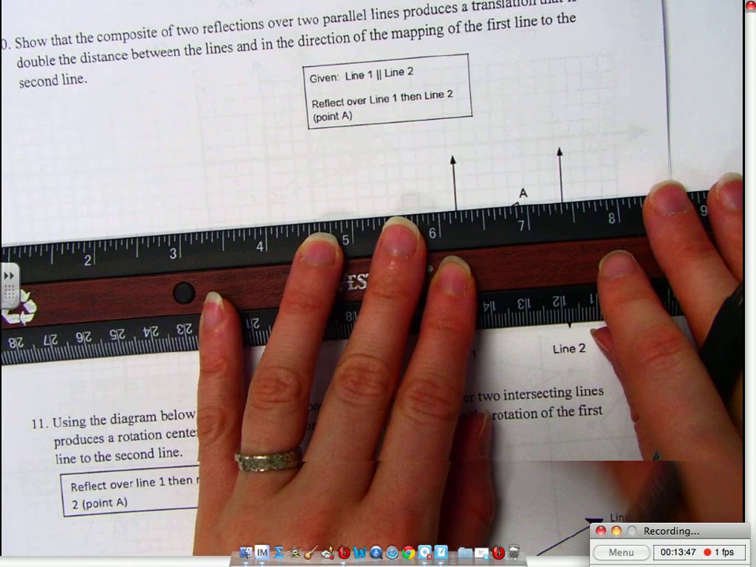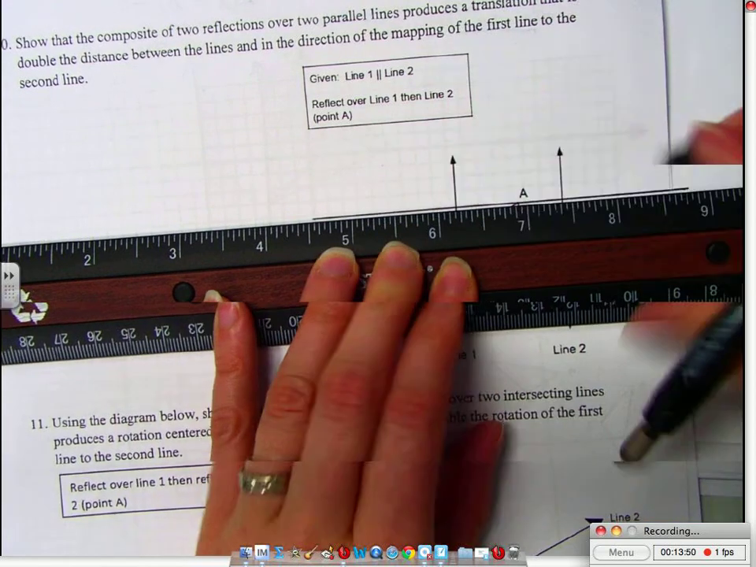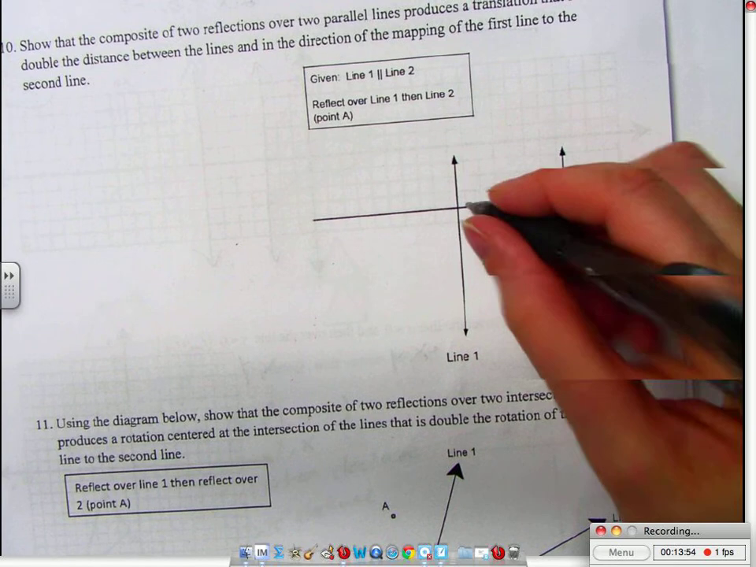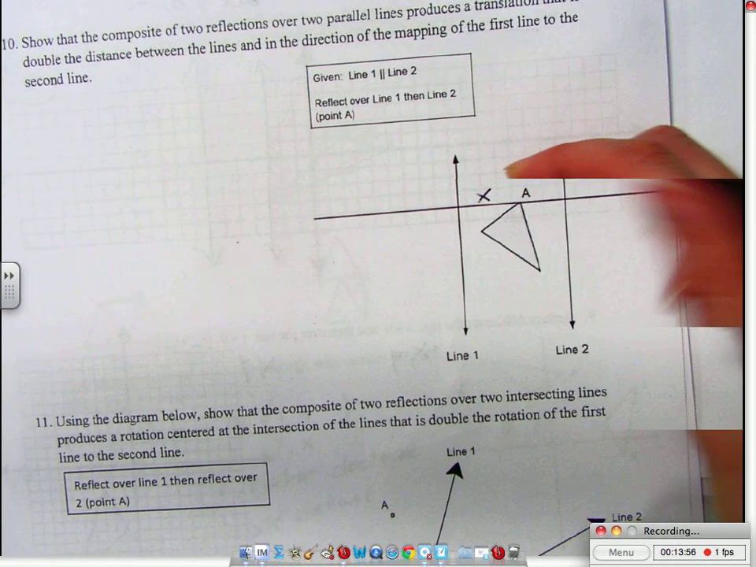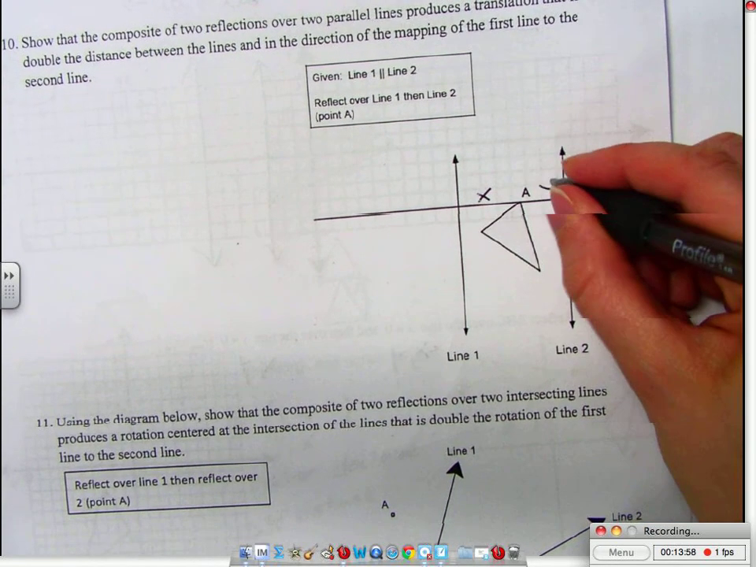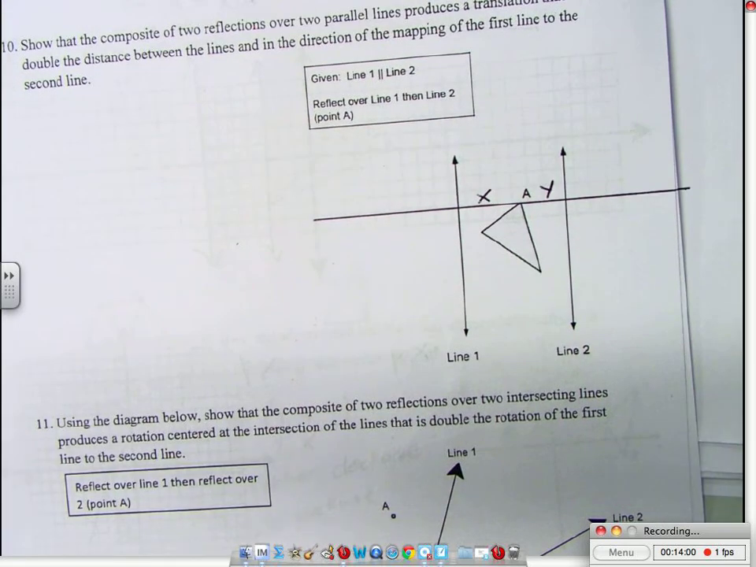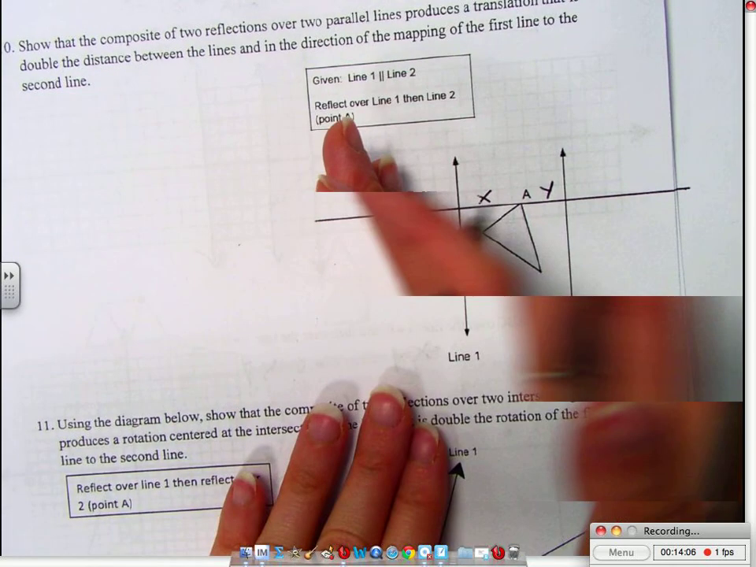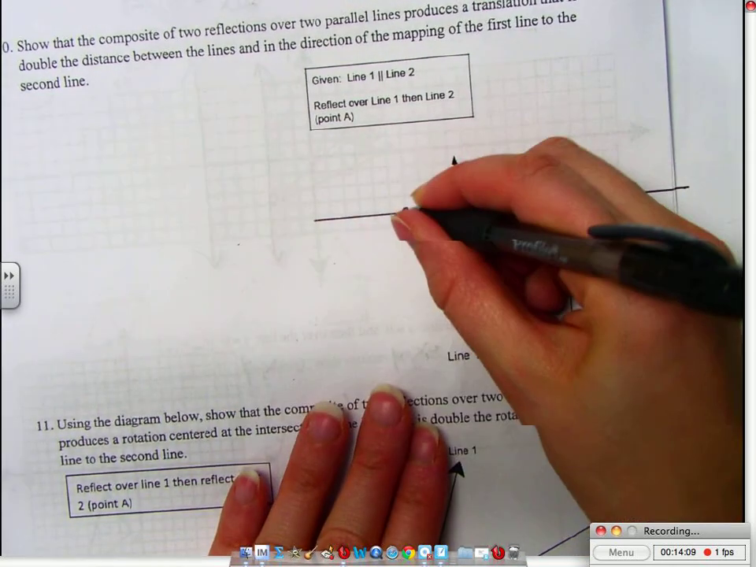Okay, I'm going to label between A and line 1, I'm going to label it X. Between A and line 2, I'm going to label it Y. This is where you might want to use your mirror. Okay, you line it up right on line 1. I'm going to take A across it, so I get A prime right here. I bring the X with it.